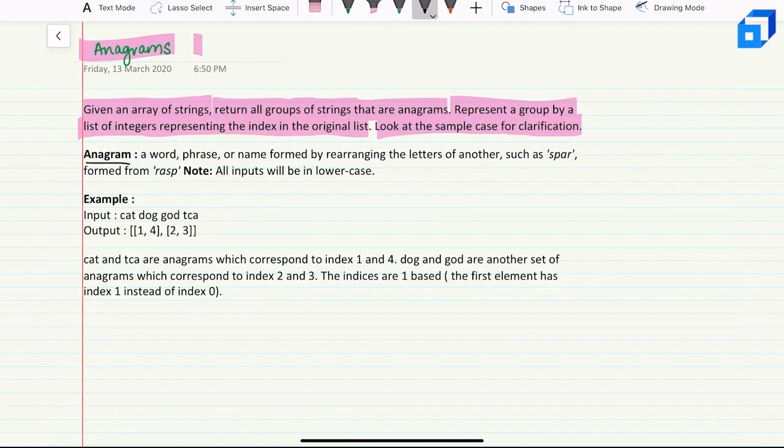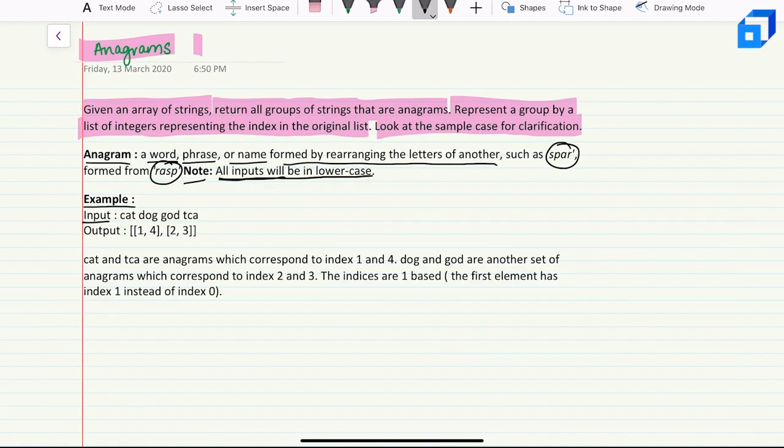An anagram is a word, a phrase or name formed by rearranging the letters of another. For example, spar and rasp. Both are anagrams because they have the same set of characters, the frequency of characters is the same, but only the order is different, right? Also note that all inputs will be in lower case.